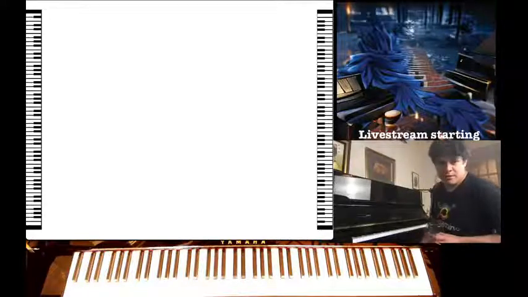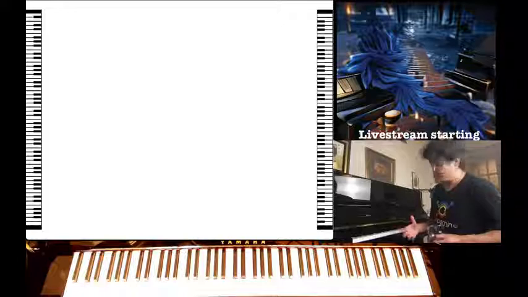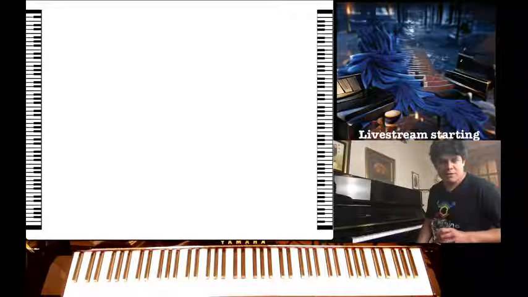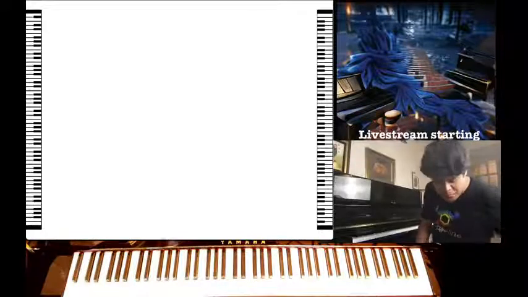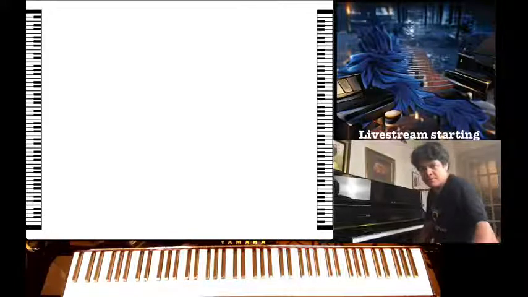So maybe I'll do a brief improv with the simple blues progression that I was just playing. So just the 1, 4, 5, and then we'll start looking at some other blues forms. Okay, so I'm going to turn off my mic for this.